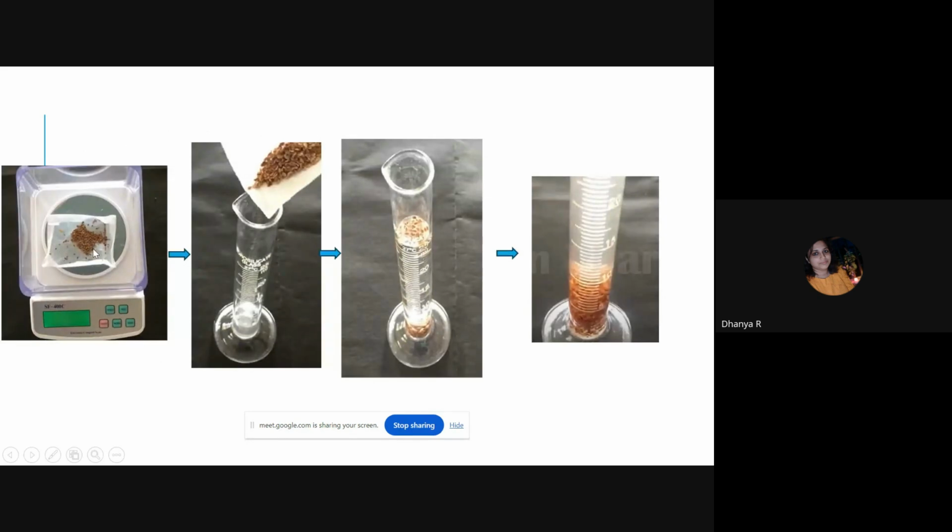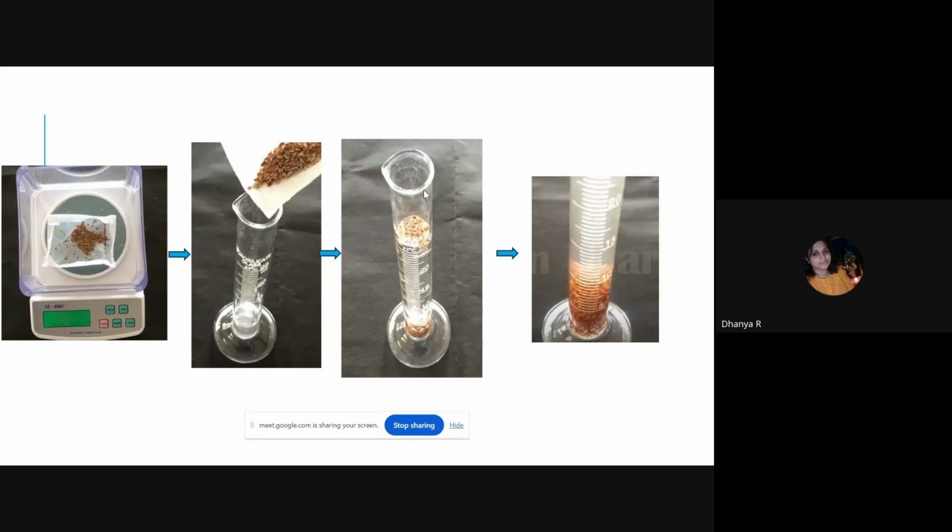So first you have to measure the sample, then you have to transfer it to the measuring cylinder. वो स्पिल ना हो ऐसे सावधानी से आपको ट्रांसफर करना है. उसमें पानी डालना है, 25 ml ऑफ पानी डालना है, अच्छे से शेक करना है.